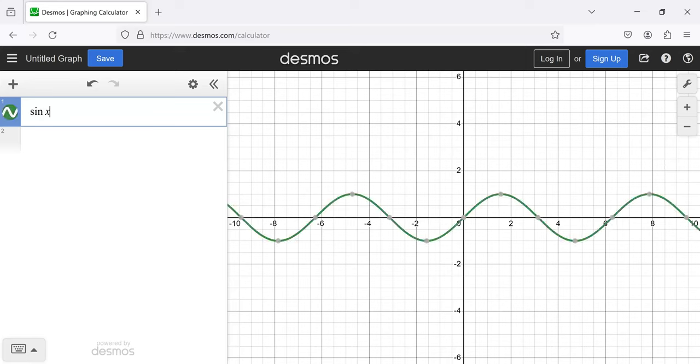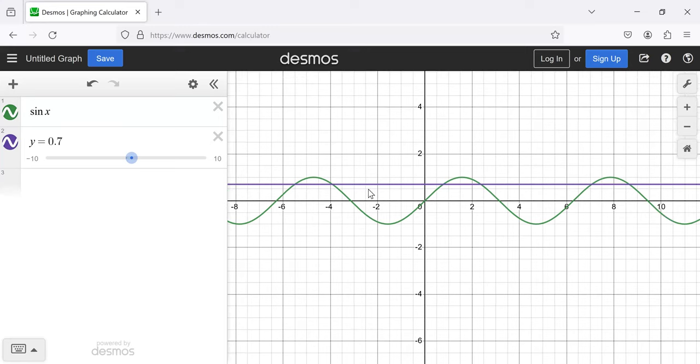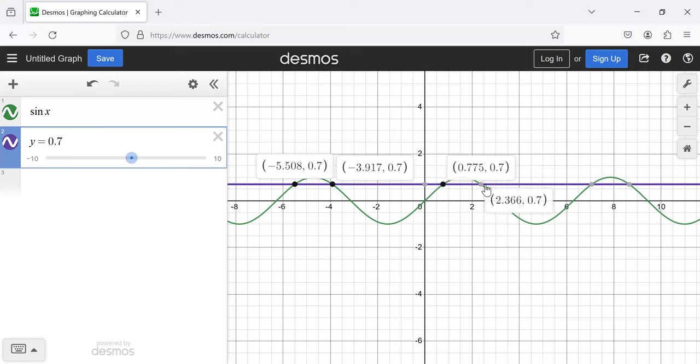Here is the sine of x. We want to know when the sine of x is equal to 0.7. Well, what we see is that the sine of x is equal to 0.7 in an infinite number of places. We have found exactly one of these solutions.